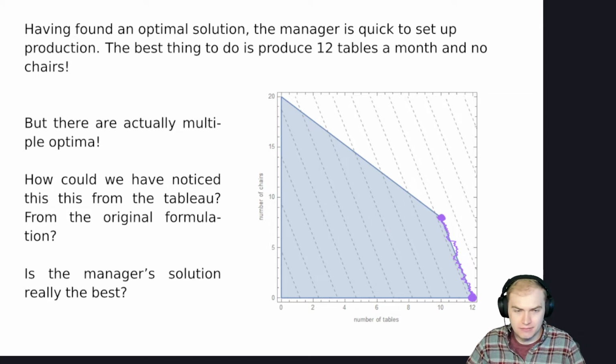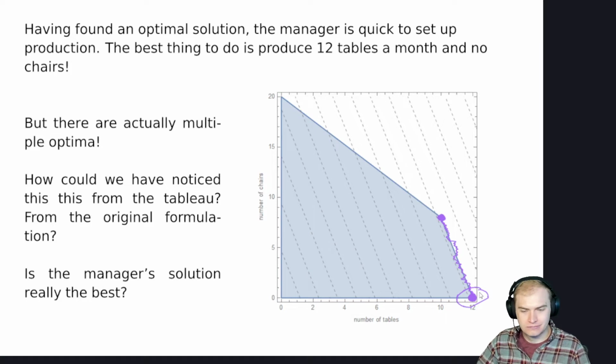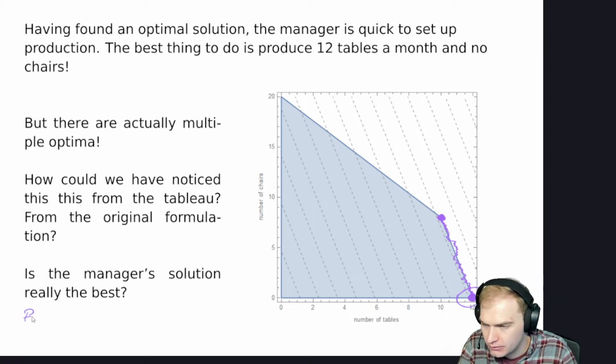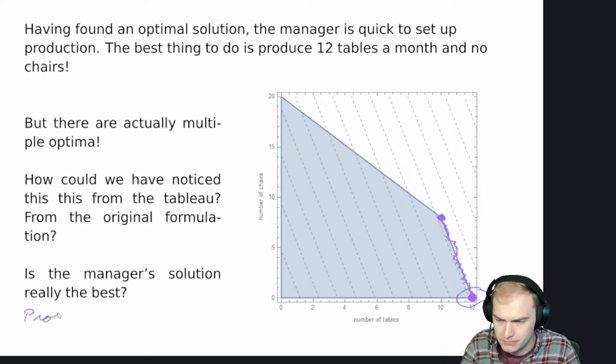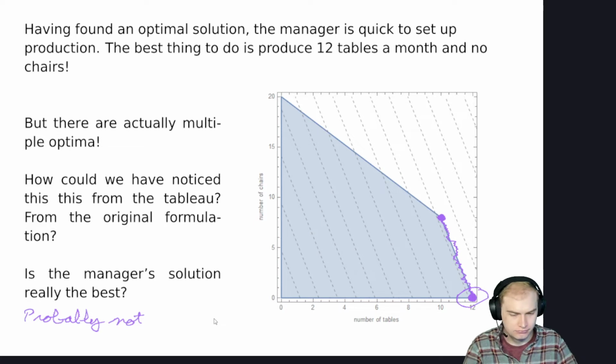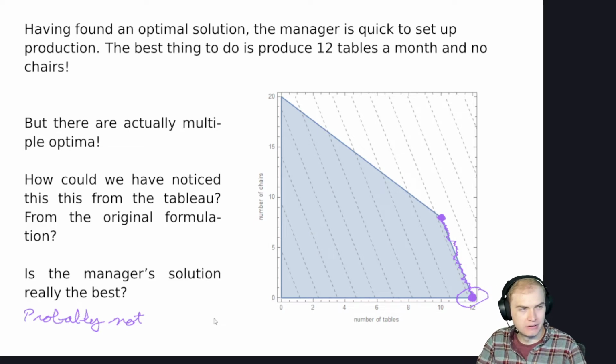So is this 12 tables, 0 chairs solution really the best solution? Probably not, right? He's making tables, but how do you sell tables if you don't have any chairs to go with them? So probably not. There are probably better solutions.